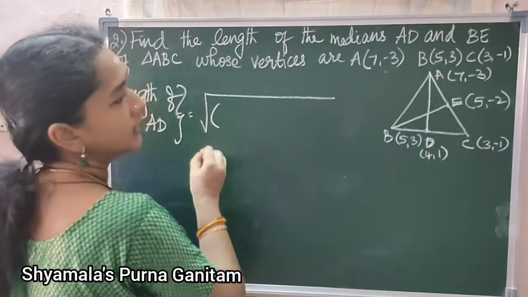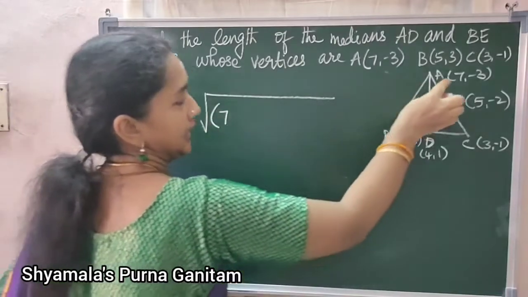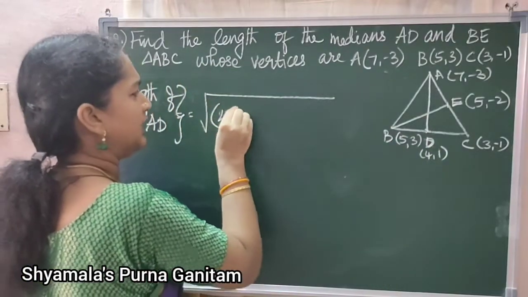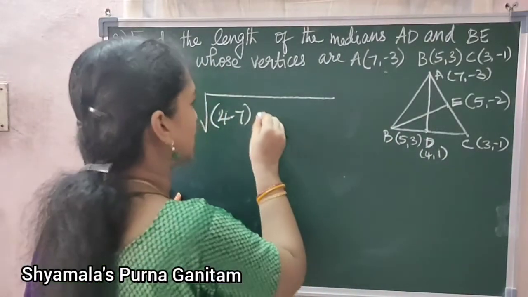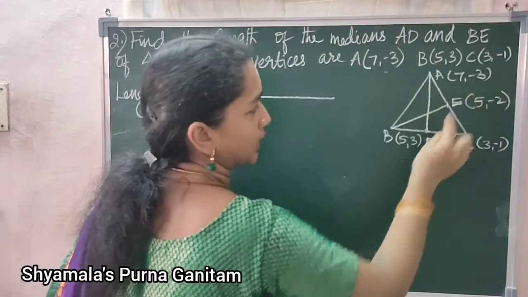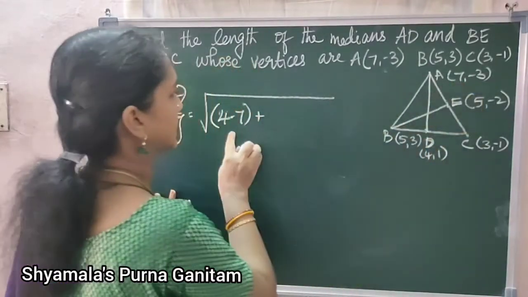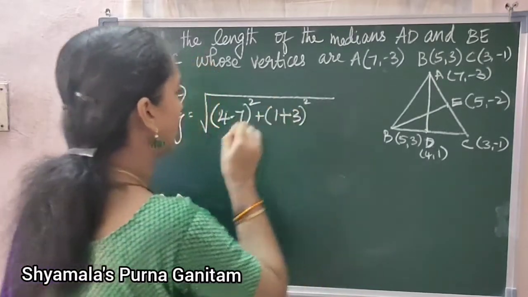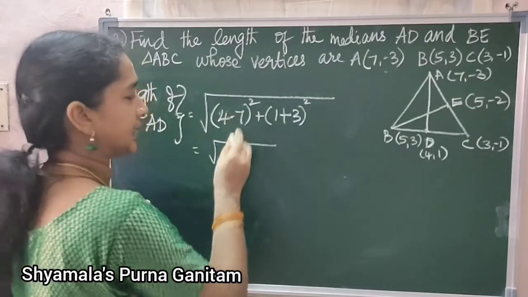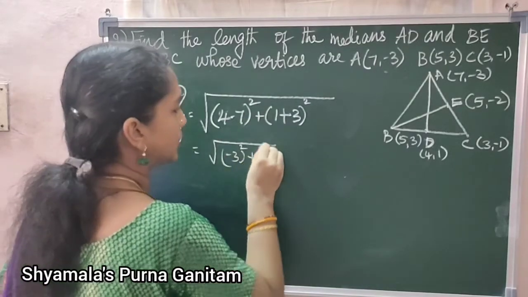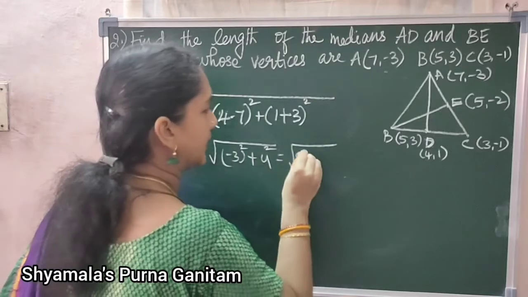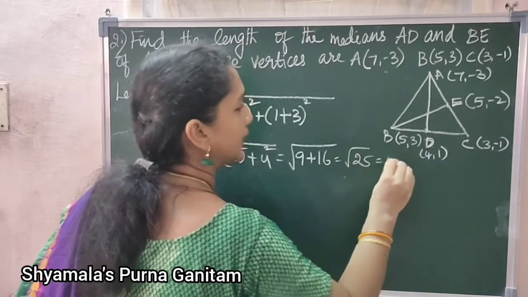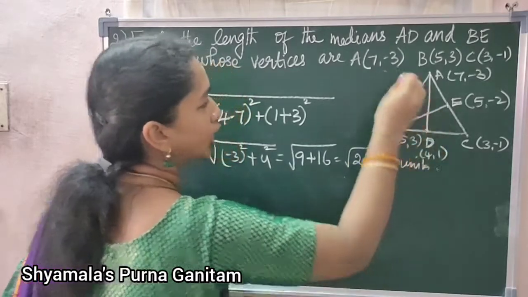So x1 you take it as 7, x1 4 minus 3. Anything you can take as x1, anything you can take as y1. No problem in this. So this one is x1 y1 and this is x2 y2. So 4 minus 7 the whole square plus 1 minus of minus 3 the whole square. So this one will be minus 3 the whole square plus 4 square. So this is 3 squared 9, 9 plus 4 fours are 16. So root 25, that is 5 units. So this is the length of AD.